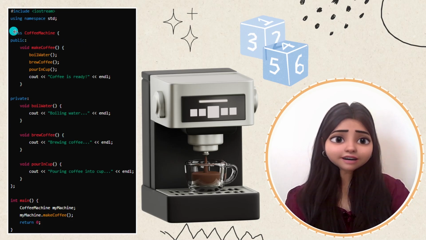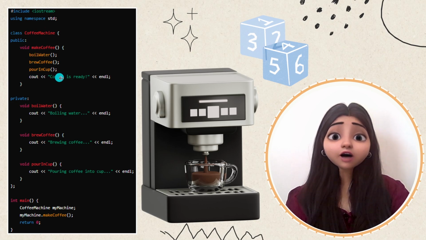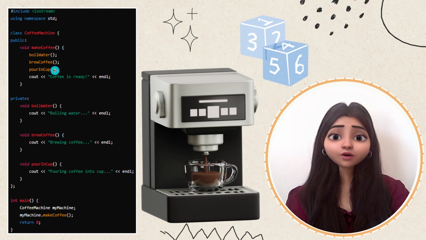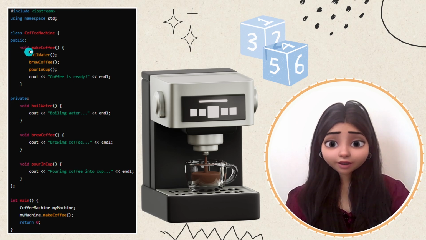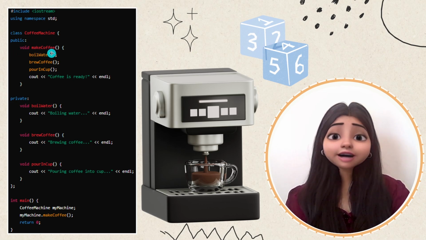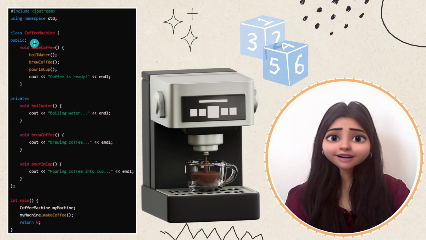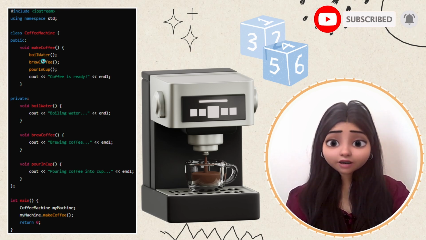Now here in this example, we have a coffee machine class that abstracts the process of making coffee. The details of how coffee is made are hidden inside private methods, and the user only needs to call the makeCoffee method. The coffee machine class is defined with a public method makeCoffee and three private methods: boilWater, brewCoffee, and pourInCup. The makeCoffee method calls the three private methods in sequence to make coffee.